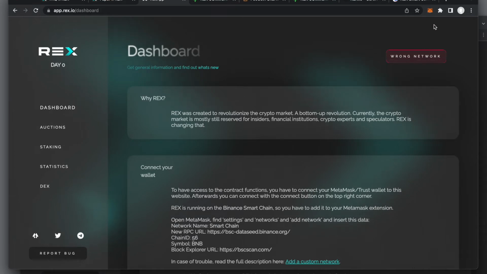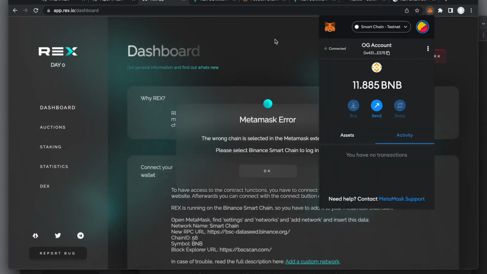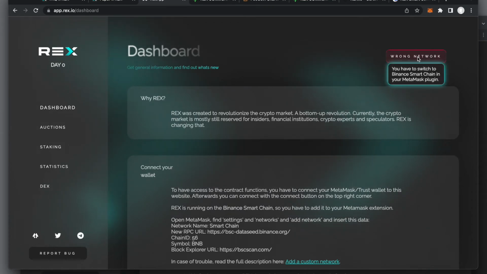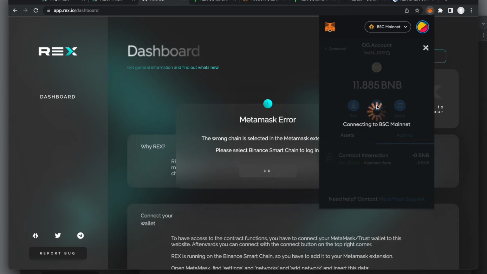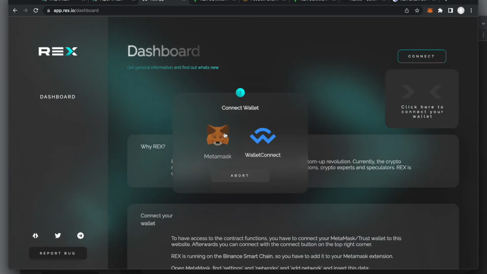So right now, we're going to switch back and I'll just show you what I'm talking about. Let's refresh. Oh, I'm still on the wrong network. Change to BSC mainnet. Okay, gonna connect the wallet.